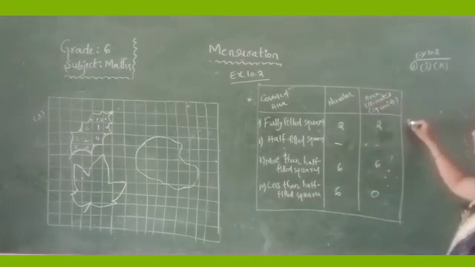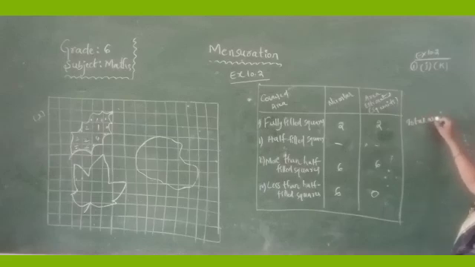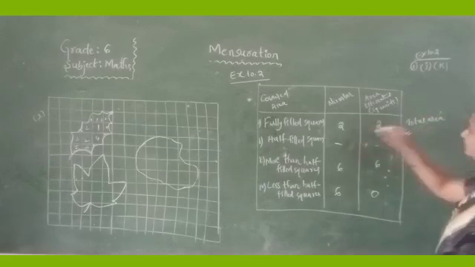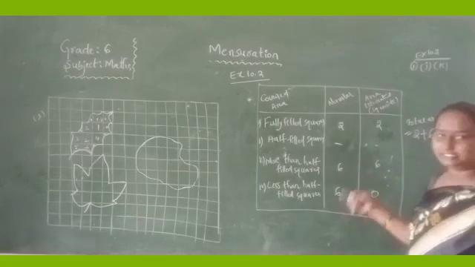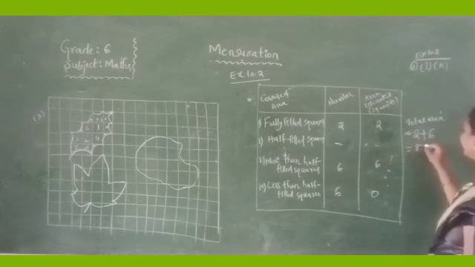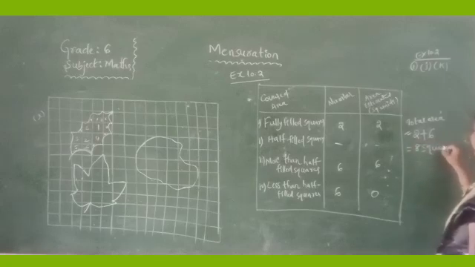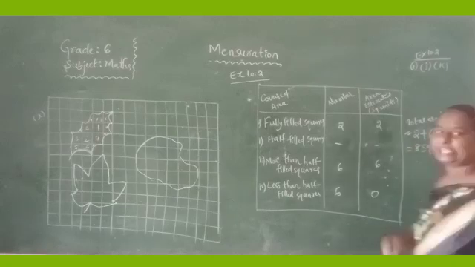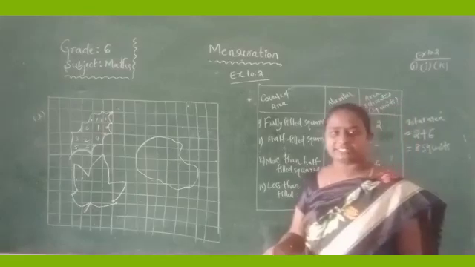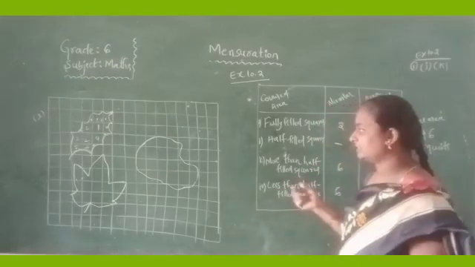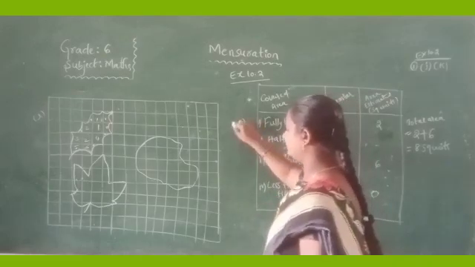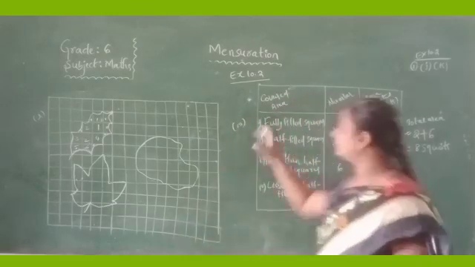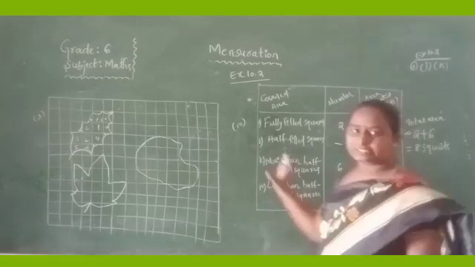Now write down the total area. Total area is equal to 2 full squares plus 6 more than half filled squares. Then total area is 8 square units. 8 square units. Is it clear, children? Right. Very good. Next, similarly, see the M problem. For M also, you draw the same table.